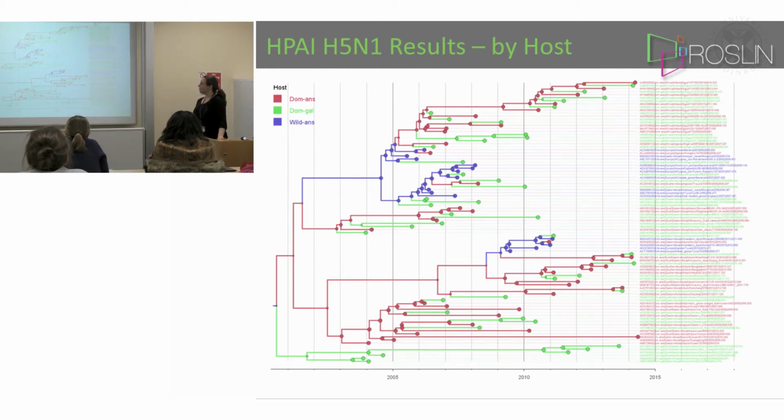Also, just to show you, you can do it by host as well. I won't show you the rate matrix of the host, but from here you can also calculate what is the rate of going from, the red is domestic Anseriforms, ducks. What is the rate of going from domestic Anseriforms to domestic Galliforms, chickens? What is the rate of transmission from ducks to chickens? What is the rate of transmission from domestic Anseriforms to wild Anseriforms? The rate of transmission from domestic to wild species. And all of this is calculated from the tree.